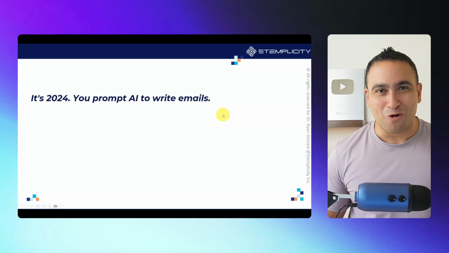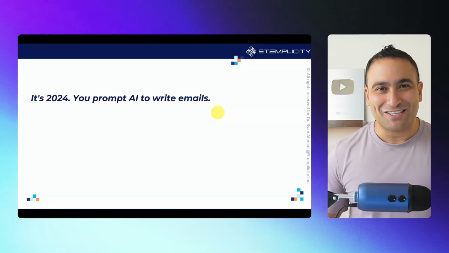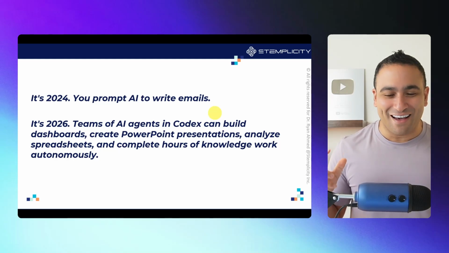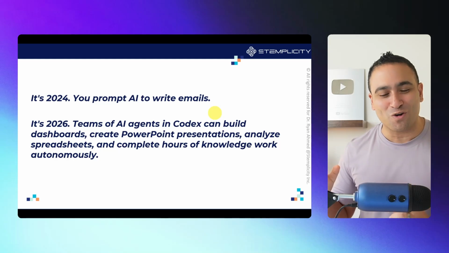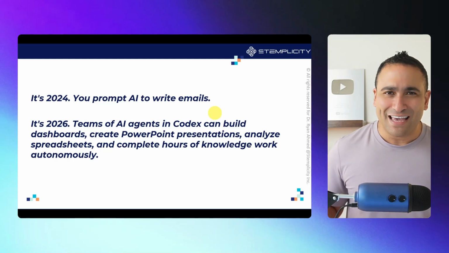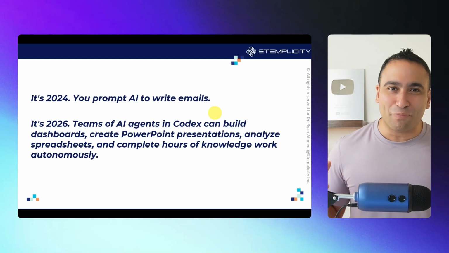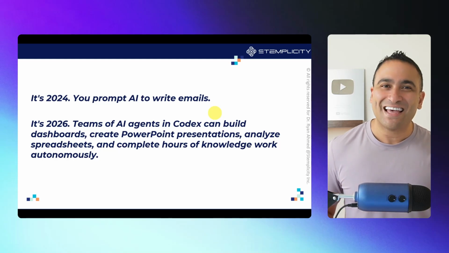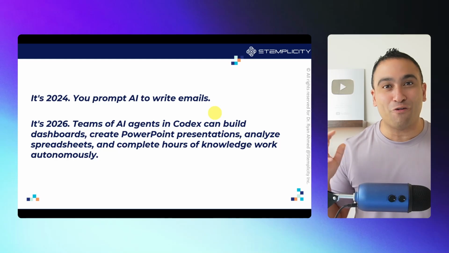It's 2024. You prompt AI to write emails. It's 2026. Now you can have a team of AI agents in Codex that can build dashboards, create PowerPoint slide presentations. It can analyze data in spreadsheets and complete hours of knowledge work autonomously. If you don't believe me, let me show you what Codex can do for you today.